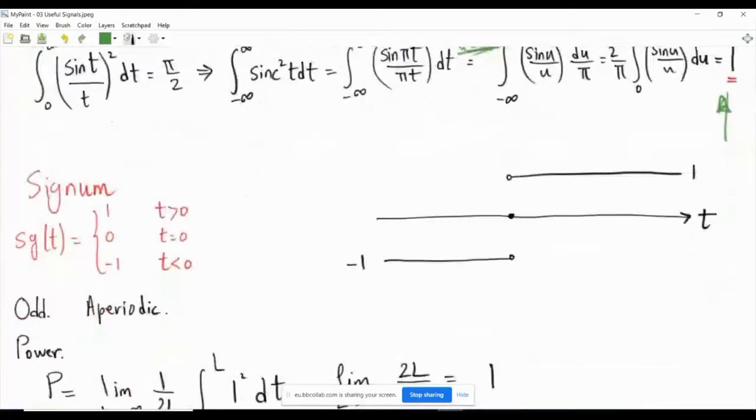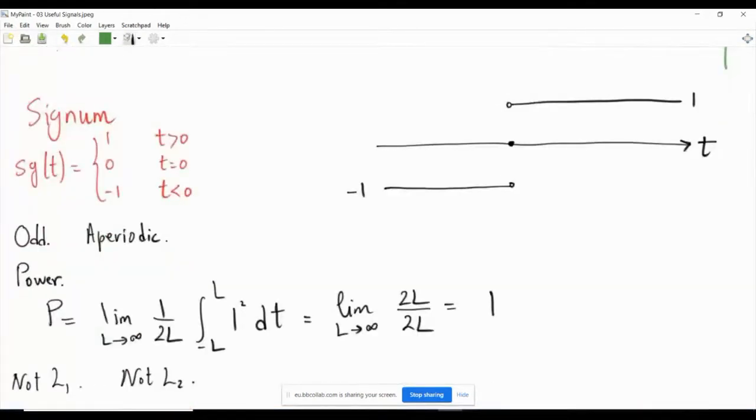Let's go to another useful signal or function, the sign function. This is an odd function that is defined as such. Sign of t, there is a missing n here, so it's sign. It is 1 if t is positive, minus 1 if t is negative, and 0 if t is equal to 0. It is an odd signal. It is aperiodic. It is a power signal.